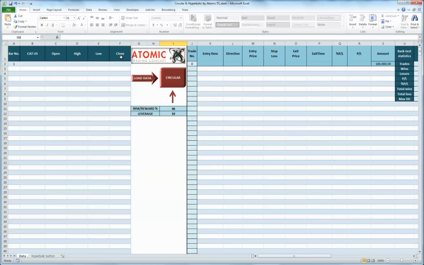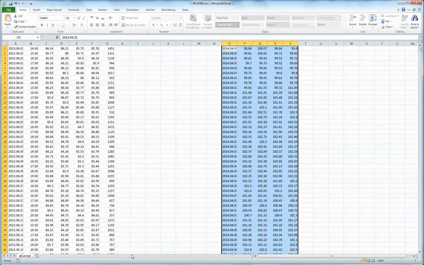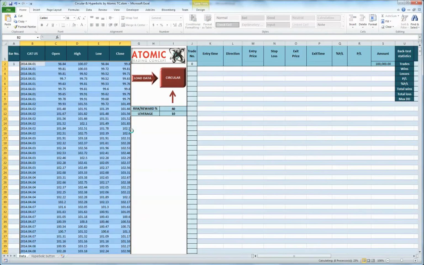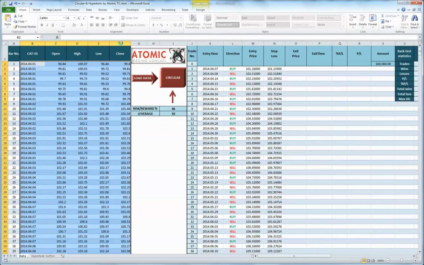As you can see, the input data is made up of 5 columns. One column for the timestamp of each bar, and the other 4 columns for the 4 prices: open, high, low, close. This data can be fed into the workbook by a simple copy-paste job or by any add-in from whatever data provider you might be using in your trading activities. After having the data in columns B to F, you simply click the Load Data arrow-shaped button.